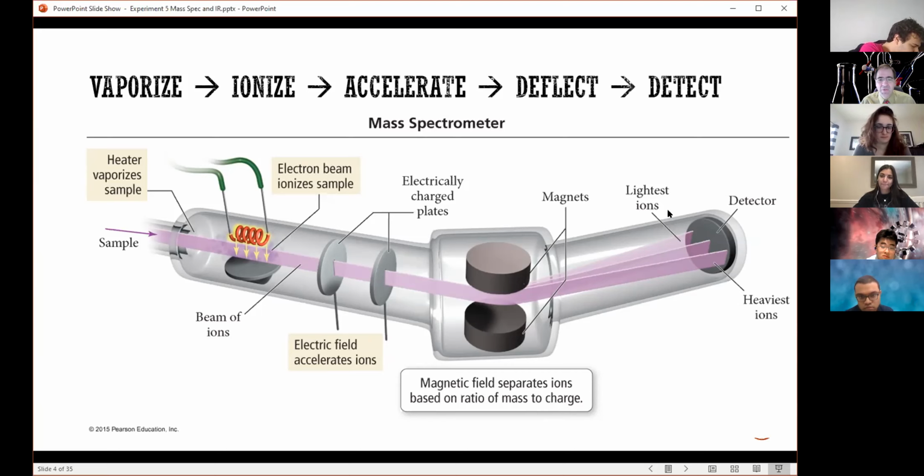And then finally, we have some sort of a detector, some way to see this. So assuming everything has, let's say, just a +1 charge, the lightest ions are going to be deflected the most, so they're going to appear over here on the left. The heavier ones are deflected the least, and they're going to appear over here on the right. Okay, so based on the mass, it ends up splitting it. So that means that if we have different masses of atoms or molecules, we should be able to split them and see those as they come through the instrument.